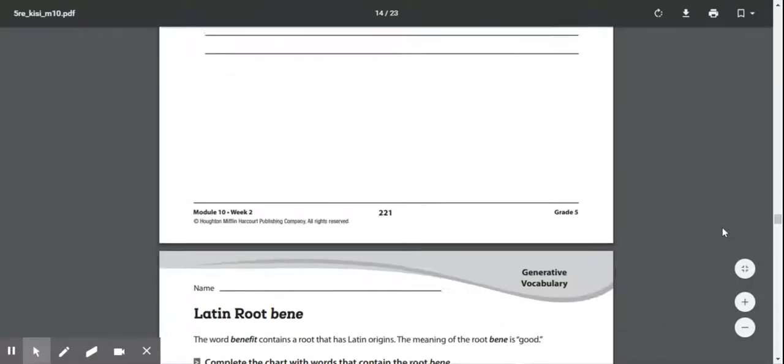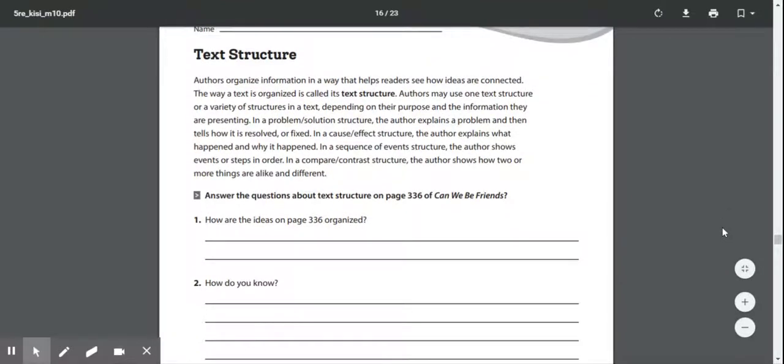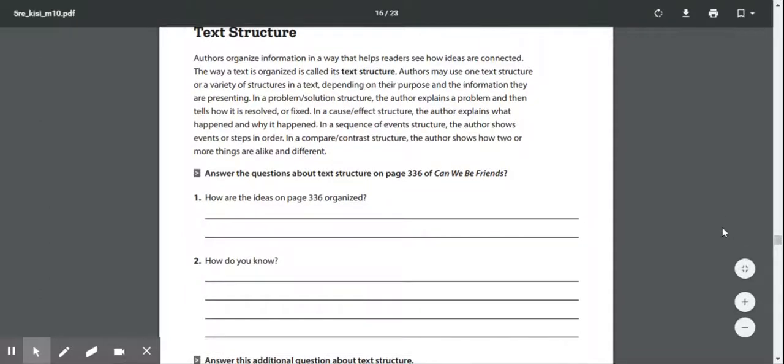Then your next one is text structure. So authors organize information in a way that helps readers see how ideas are connected. So text structure is how the author chose to lay out the story for you. They can use a problem and a solution. They can do cause and effect. They can do sequential order.